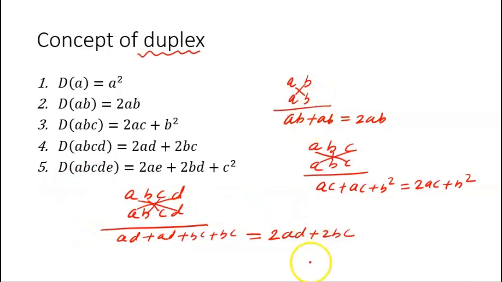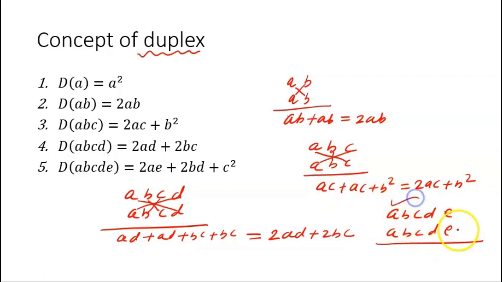Similarly, if you have a 5 digit number, suppose A, B, C, D, E and A, B, C, D, E, then you can guess that A will be multiplied into E, so you get AE, and again AE, so it becomes 2AE. B will be multiplied into D and again B into D, so BD plus BD gives you 2BD, and then C into C is equal to C squared. So this is how you calculate the duplex, and it can be calculated for any number. I hope the process is clear to you.